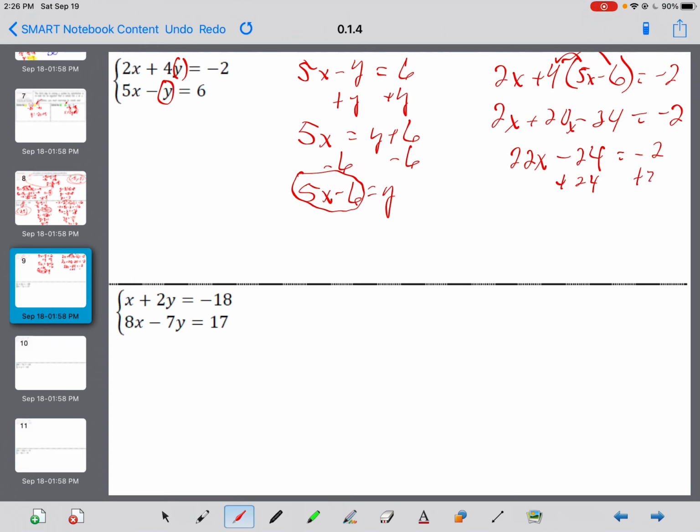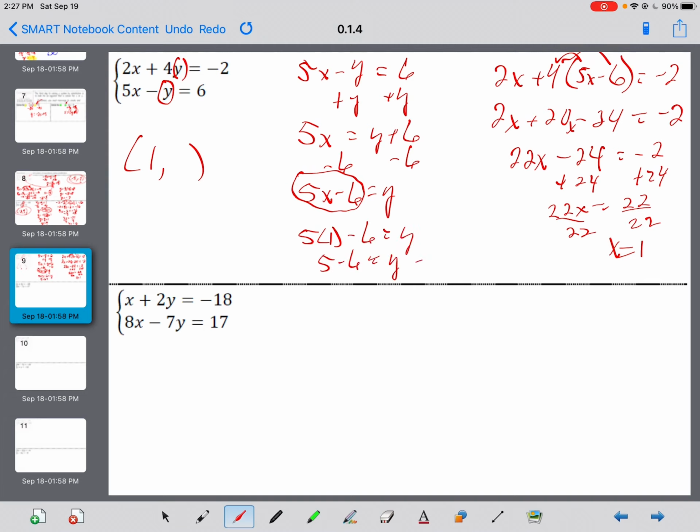Add 24. I love that these don't come out as fractions. 22x equals 22. Divide by 22. X equals 1. Nice. 1 comma something. Take it, plug it back into the other. 5 times 1 minus 6 equals y. 5 minus 6 equals y, which equals negative 1. Wow. That's a weird looking negative 1. It kind of looks like a crappy 4. So let's try again. Negative 1.